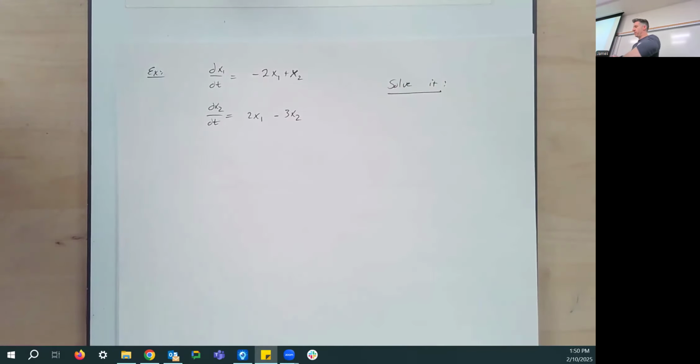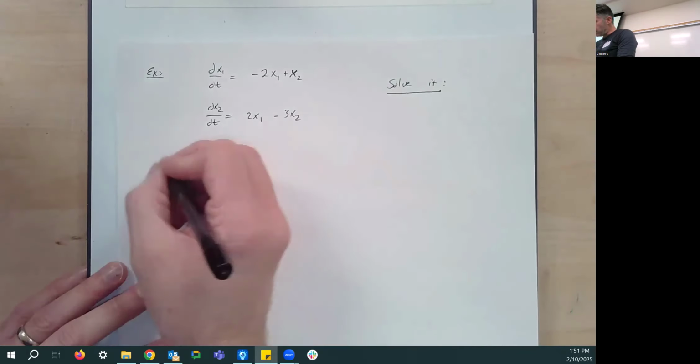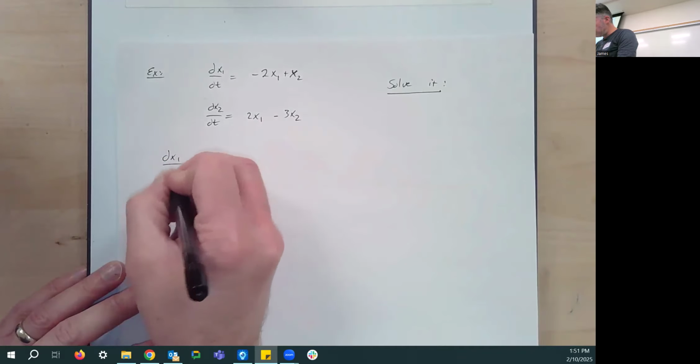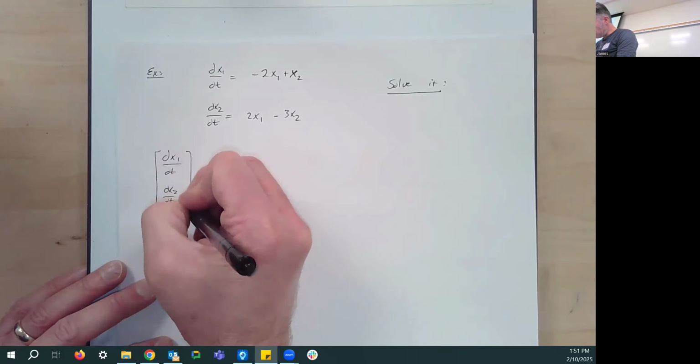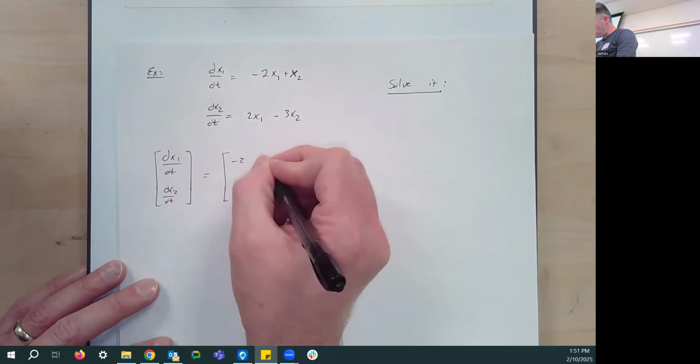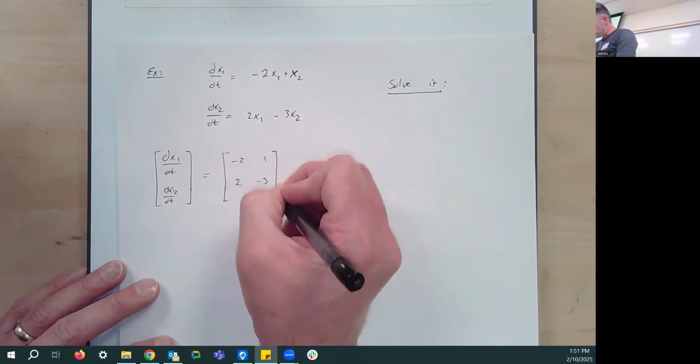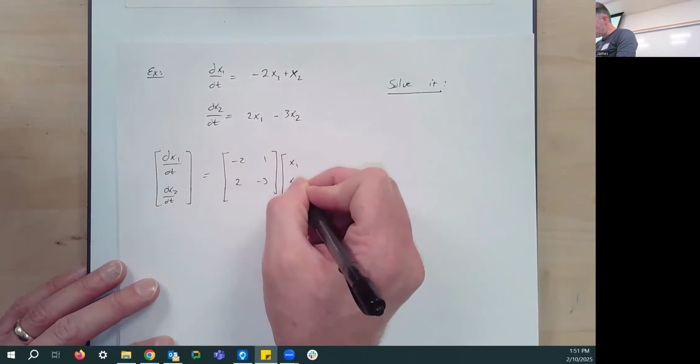I do want to remind everybody, 0, 0 is our equilibrium here for this homogeneous system of equations. Homogeneous just means 0, 0 is a solution. You can write this as a matrix times x1, x2, and there isn't another vector you have to add on. So this is our equation: d/dt of x1, x2 equals the matrix negative 2, 1, 2, negative 3 times x1, x2.